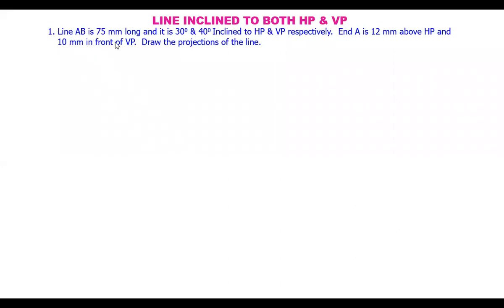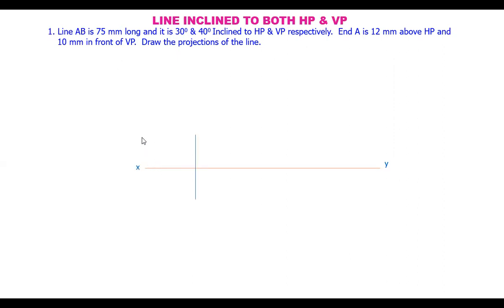Next, let's take a problem here. Line AB is 75 mm long and is 30 degrees and 40 degrees inclined to HP and VP respectively. So theta is 30, phi is 40. True length is given, true inclinations are given. A position is given. Let's represent the data.